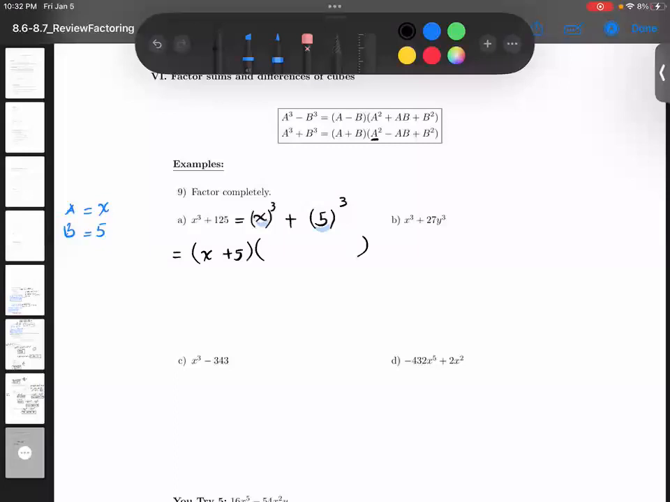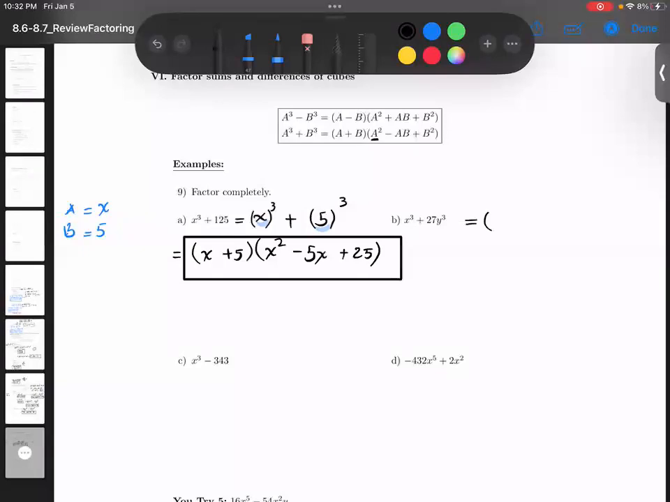So x times x is x squared, minus A times B, so x times 5, or I like to write it 5x, plus B squared. B squared is 5 times 5, or 5 squared, which is 25. Let me remove the parentheses for now. And that's it. We're done.